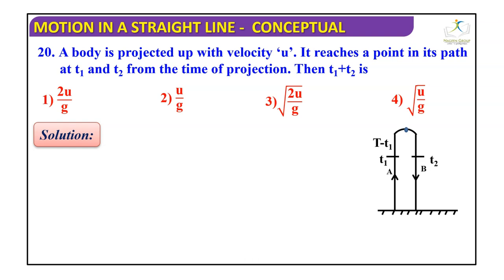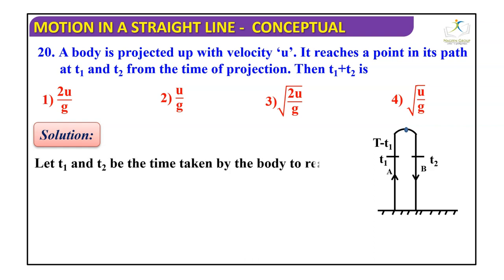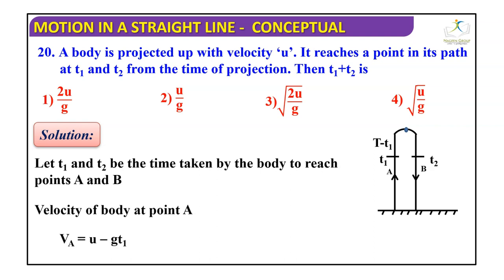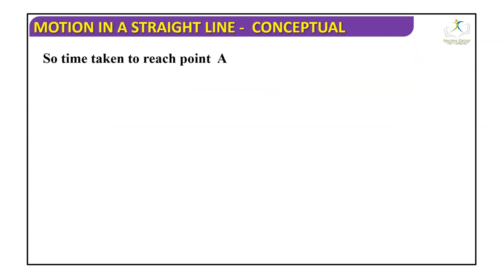So as you can see, the ball starts falling from t1 to t2. In this case, let T1 and T2 be the time taken by the body to reach point A and point B. Velocity at point A, VA, is equal to U minus G T1. So time taken to reach point A, T1, is equal to (U minus VA) by G.